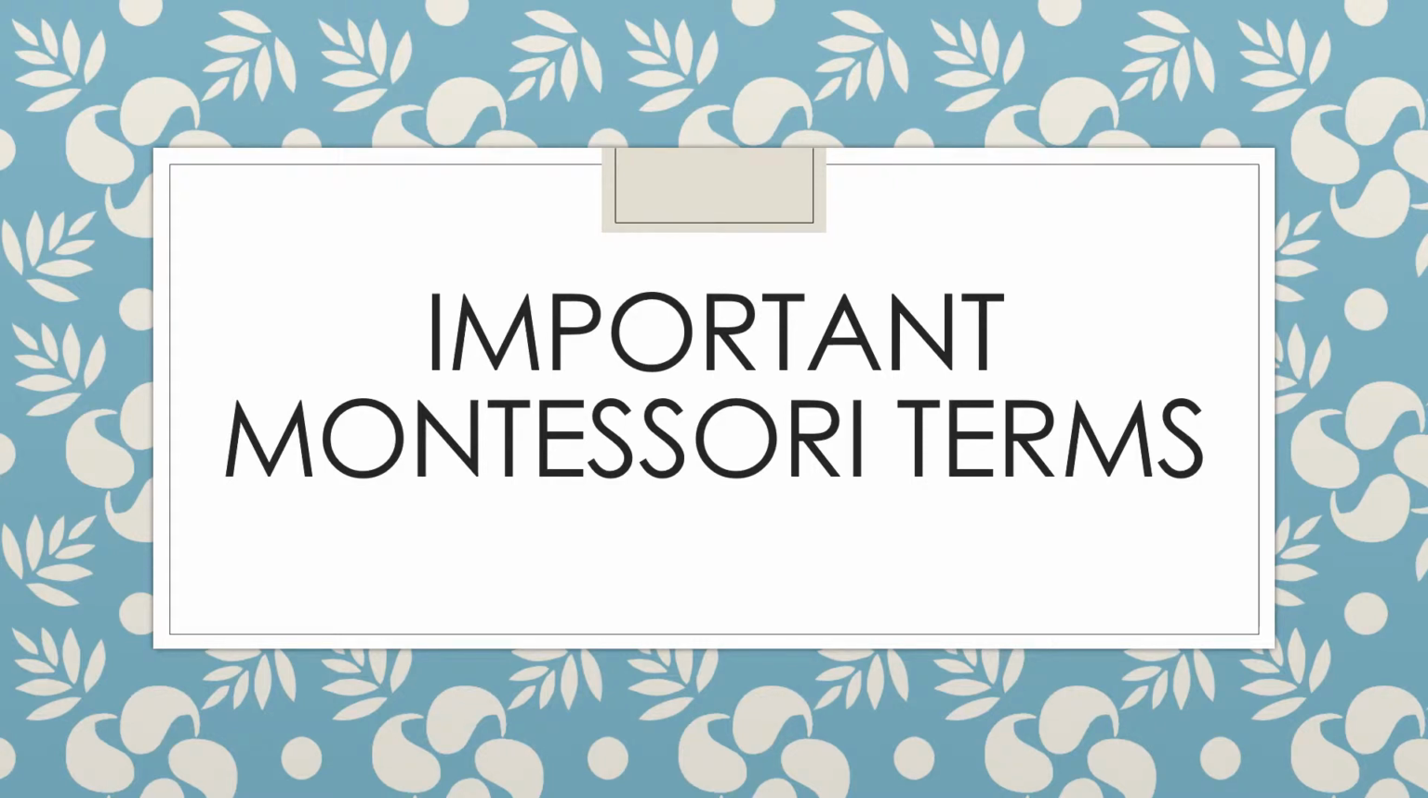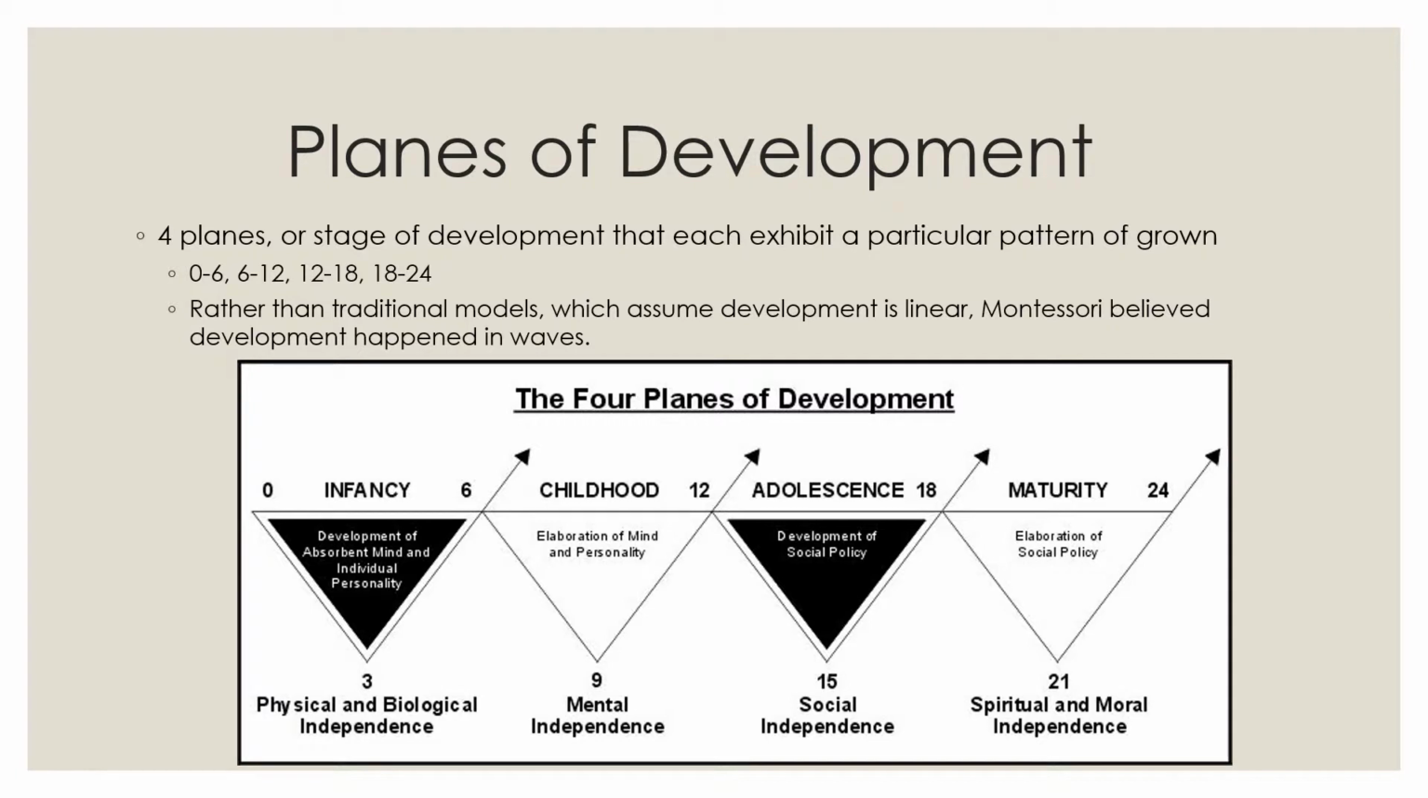All right, so a quick overview of the important Montessori terms. We just discussed the planes of development. So recap here, we're in infancy or early childhood, the 0 to 3, and it's broken down into two subcategories, the 0 to 3 and the 3 to 6.